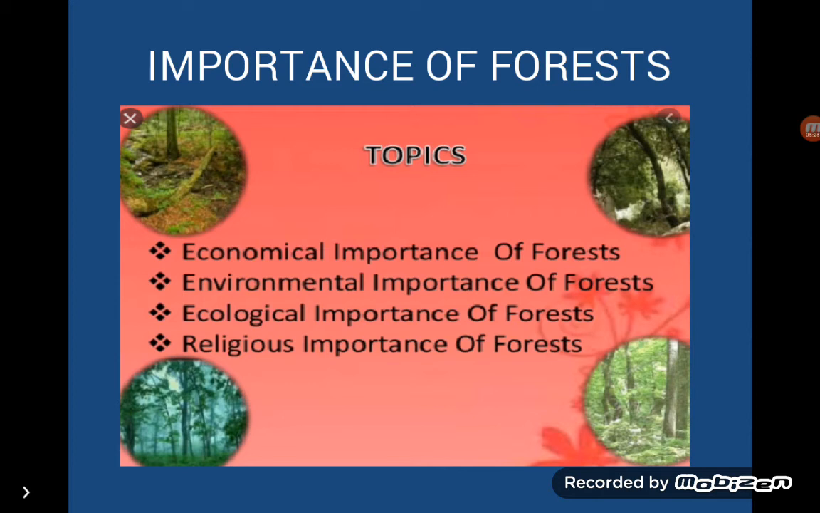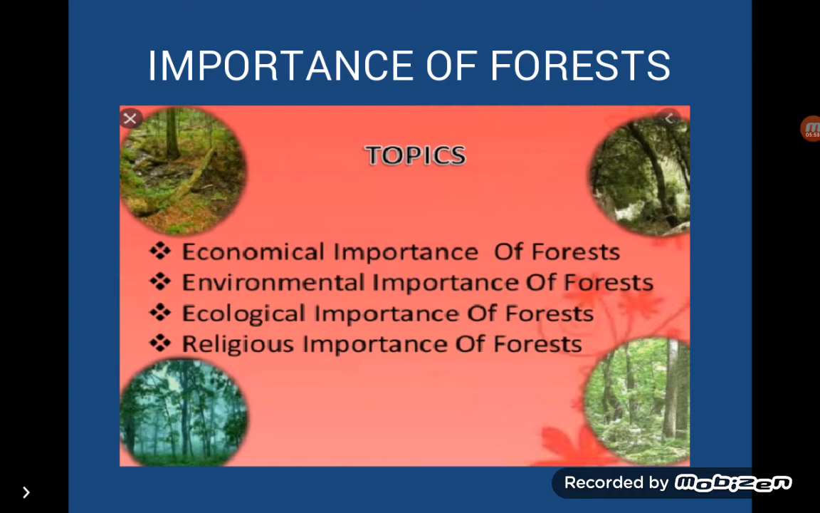That is why forest is called green lungs of the nature. So why are forests called green lungs of the nature? Because forests absorb the carbon dioxide during photosynthesis and give out oxygen, purify air, and maintain the balance of oxygen and carbon dioxide in nature. That is why forests are called the green lungs of the nature.